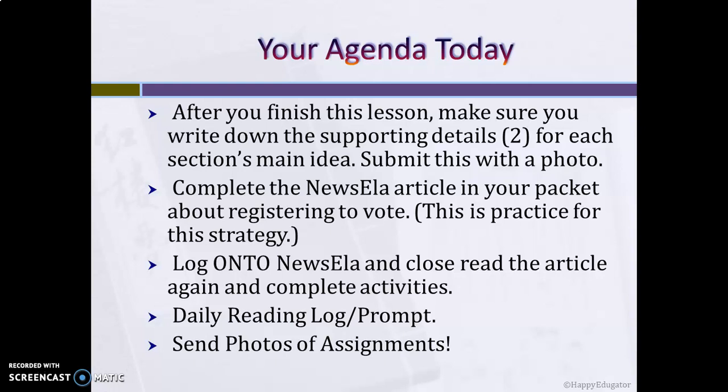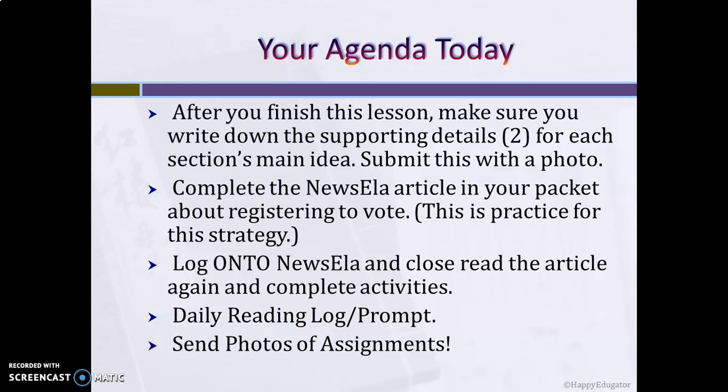Then you need to complete the News ELA article in your packet about registering to vote. This is practice for this very strategy that we're working on, and this is going to be true every day. Our News ELA article is practicing the strategy that we're working on in our lesson. Then you need to log on to News ELA and close read the article again and complete activities.